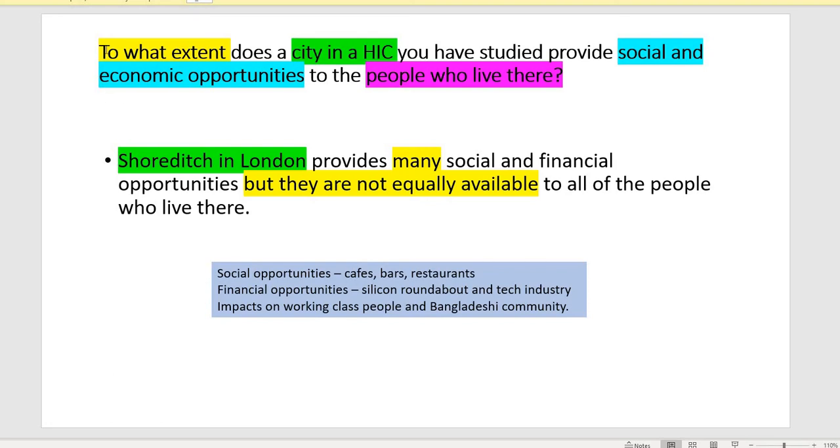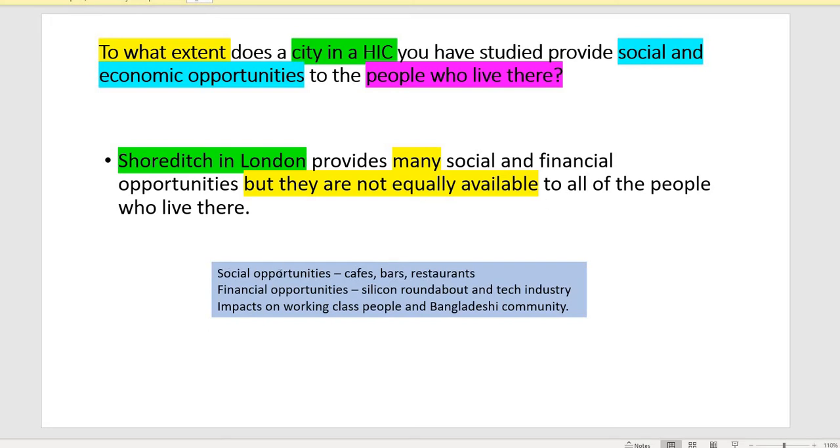And I'm also doing this to what extent. I have said that it provides many social and financial opportunities, but they're not equally available to everybody. Okay, so that is my extent. I'm saying, yes, there's lots of opportunity, but not everybody can access them. Not everybody can get those jobs, okay? When I've written my introduction, I'm then going to write about 3 different things, okay, and this is what I'm going to focus on.